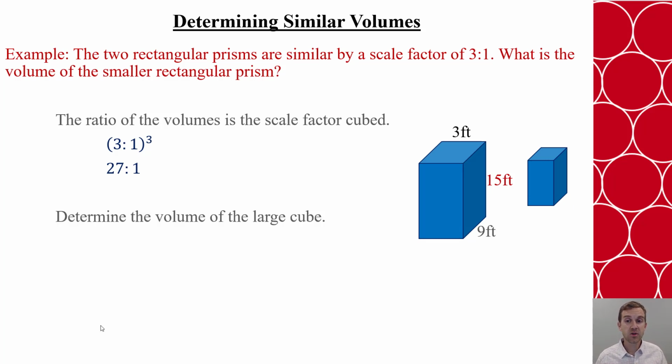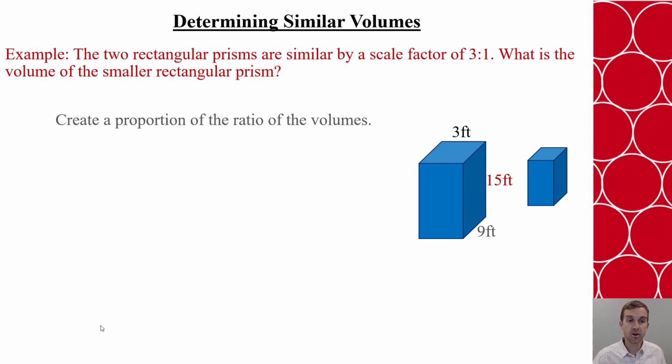Now, I can use my volume of the large cube to help me find the volume of the small cube. So the volume of the large cube would be 3 feet by 15 feet by 9 feet, which is 405 cubic feet. So let's set up the proportion using the ratio and the information I do have about the volume of the large.